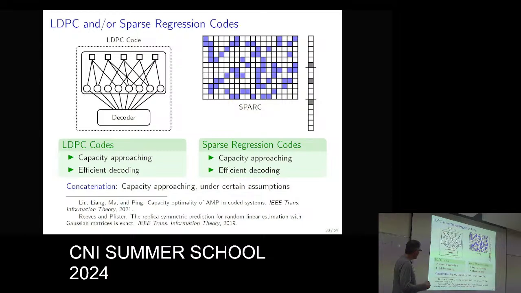So what are the benefits of LDPC codes? They're capacity approaching, there's very efficient decoding, and they're used in practice extensively. What are the good sides of sparse regression codes? They're capacity approaching, there's efficient decoding. They don't have as good low block size performance, so they're not used that much in practice. But they have good properties.